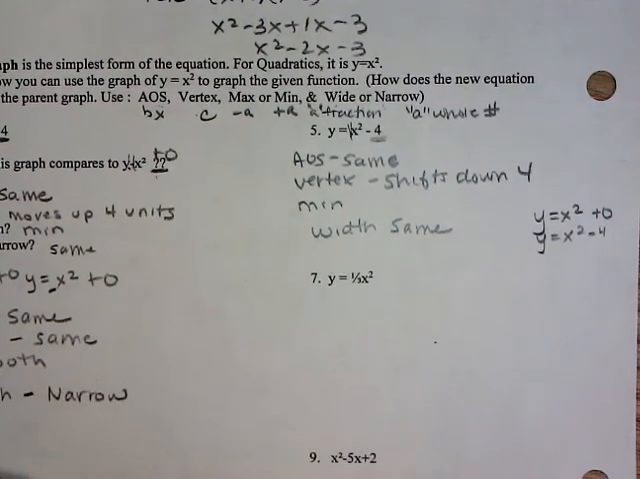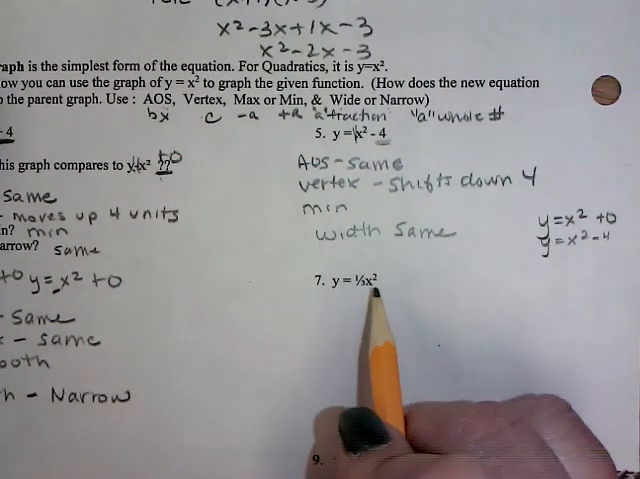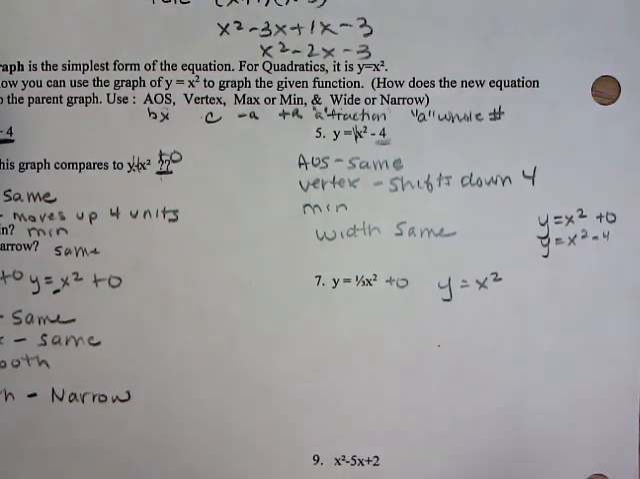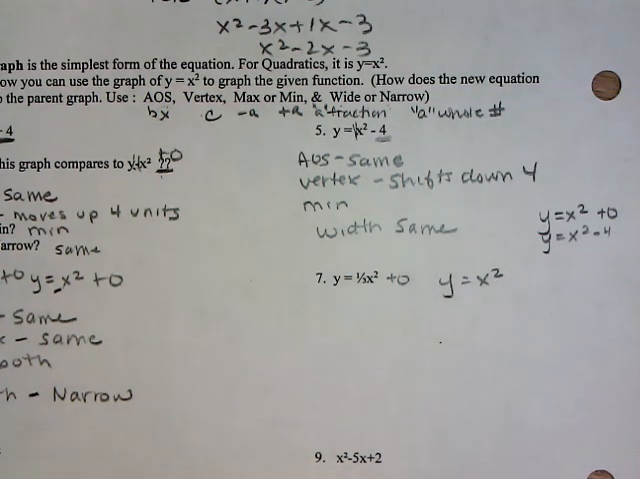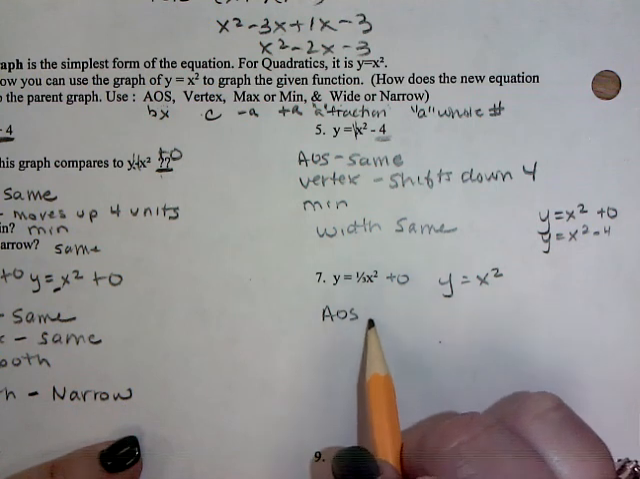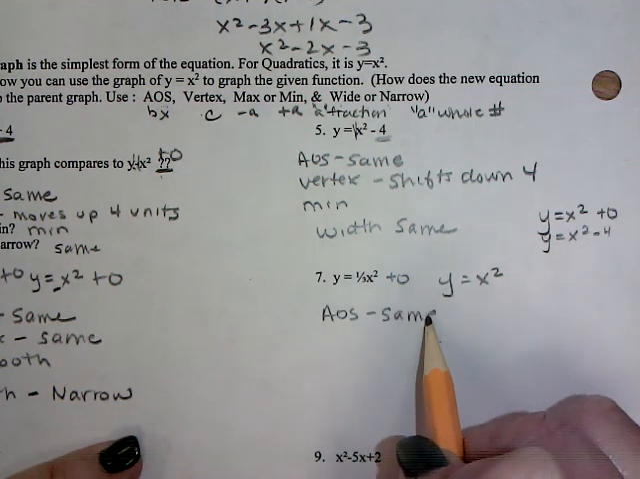Okay, let's look at number 7. Again, I'm comparing this to this. And on your quiz and on your test, you're going to have to write 3 comparisons. Axis of symmetry, vertex, max or min, width. 4 things. So axis of symmetry is the same because there's no middle term.